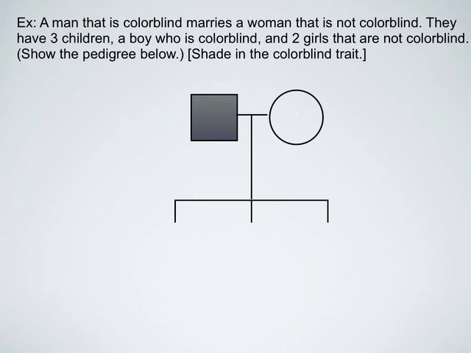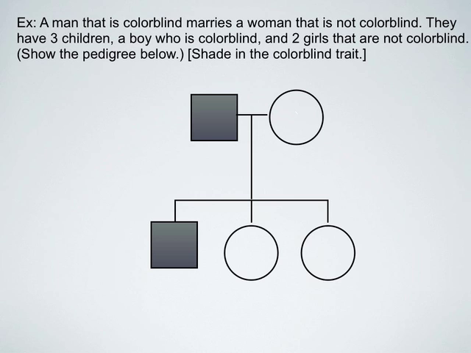All right, they have a boy who is colorblind. A shaded square. These are scientific terms that you use, yes. Why is he shaded in? He's shaded in because he is colorblind. That's the trait we're concerned about. I see, I got it. Then there are 2 girls, they are not colorblind. Two plain circles.